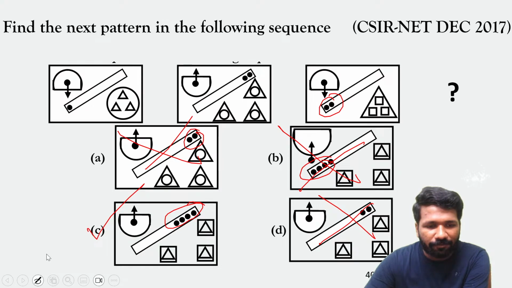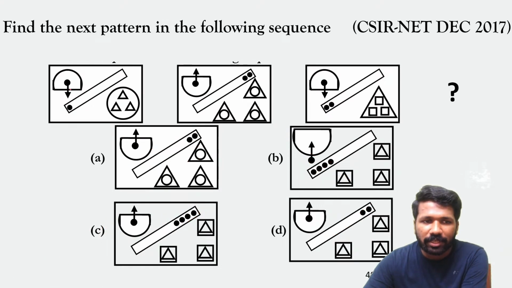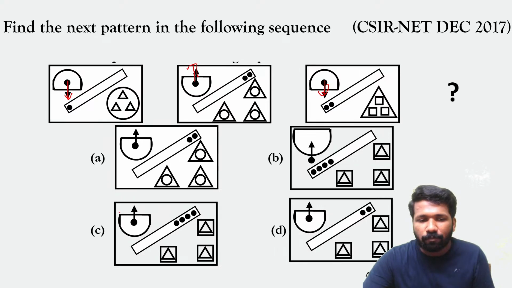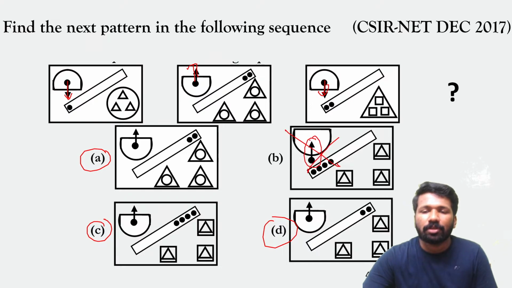But if the options were tougher, definitely you have to check the other things. So I will tell about other things also. This is facing downward, this is facing upward. This is facing downward, so in the missing image it should be facing upward. Option C is okay with that, option D is okay with that, option A is okay, but option B, the position of the arrow is wrong.